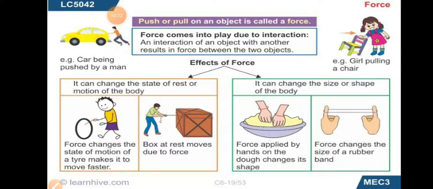So far we learned what force is and what the different effects of force are. In our next classes we are going to learn about the different types of force. Okay, so open your page number 90, where you have 3 MCQs. Complete those 3 MCQs. Okay children, thank you so much.